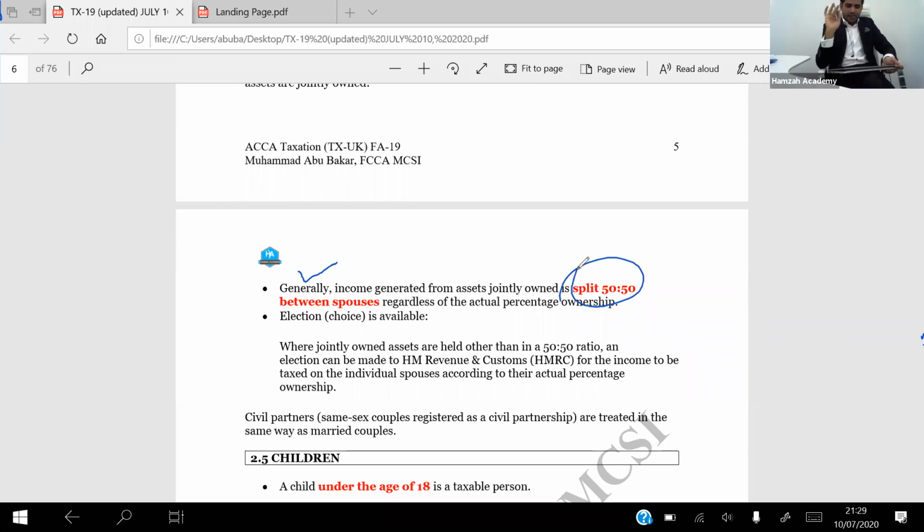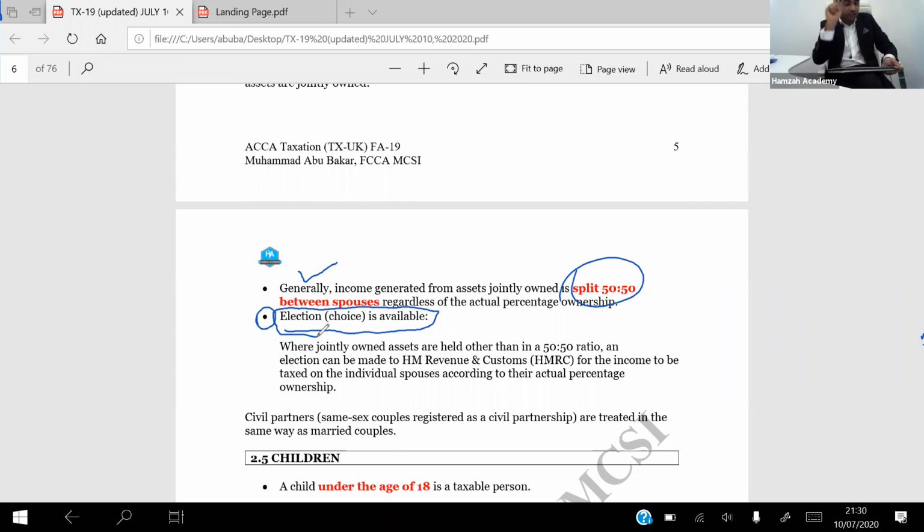Very simple. Or otherwise, they have an option. See, tax avoidance. They have a choice of election also. They can tell HMRC, can you please divide this, give the ownership in record only for the purpose of taxation, not actual ownership transfer. Just tell HMRC, actually this house is owned 80% by my wife, I am 20% owner in this investment or in this house. So HMRC will say, we don't mind, as long as you are giving us the information, we will calculate your tax liability as per 80 and 20.